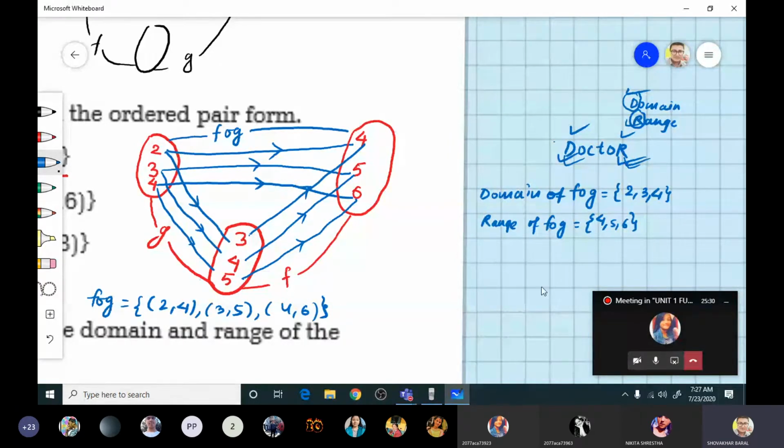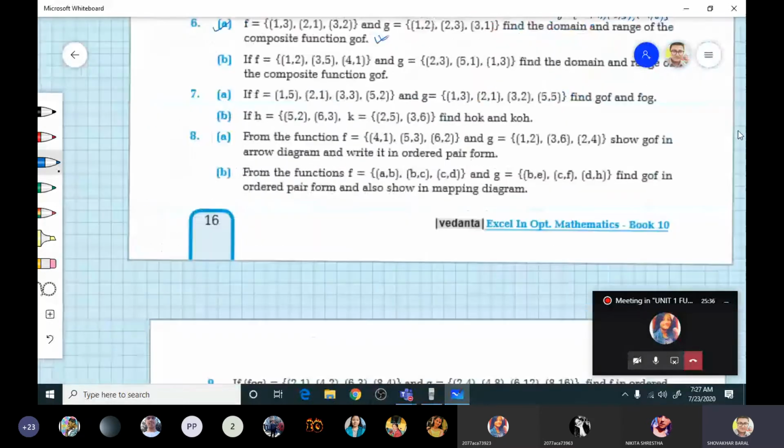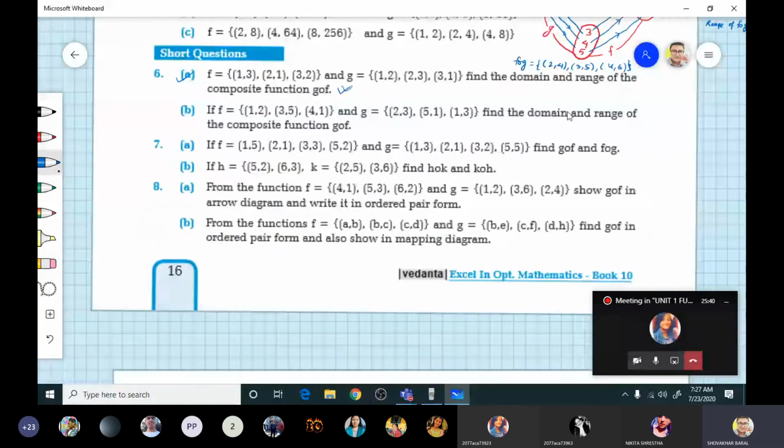Okay, let me begin where I left earlier. I think this works for both of these questions, question number 6a and 6b. First of all, find the composite function and then write the domain and range of the function. Similarly, in 6b, you need to find the composite and then find the domain and range.